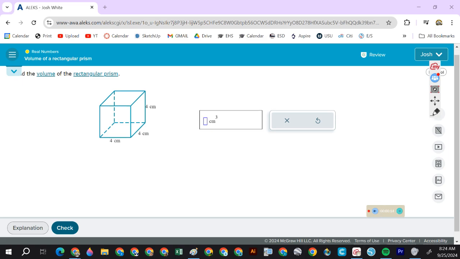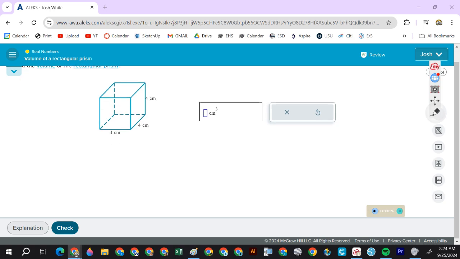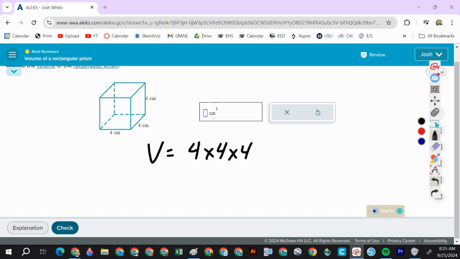In this problem, we're going to find the volume of a rectangular prism. If it's a rectangular prism, the volume is simply length times height times width. So the volume here is simply going to be 4 times 4 times 4. So that's 64.